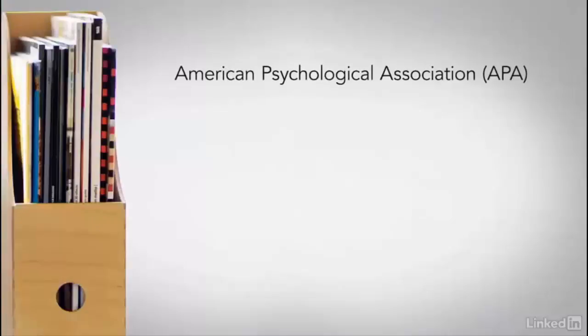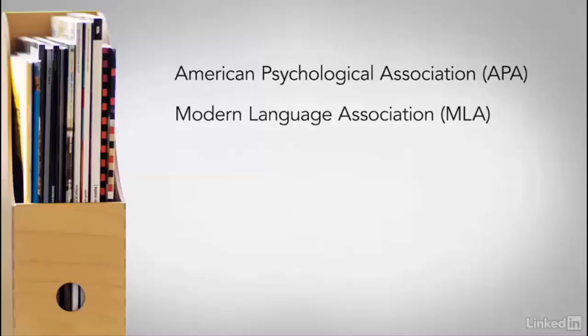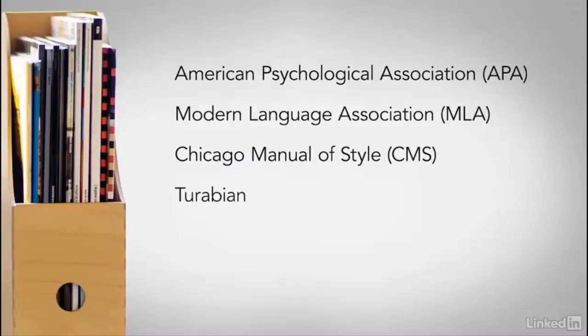APA, American Psychological Association. MLA, Modern Language Association. CMS, Chicago Manual of Style. Turabian. Just hearing those abbreviations and words sends some people into a panic attack. Are you one of those folks? I certainly am, and I have to confess that I still double-check when I'm citing sources.